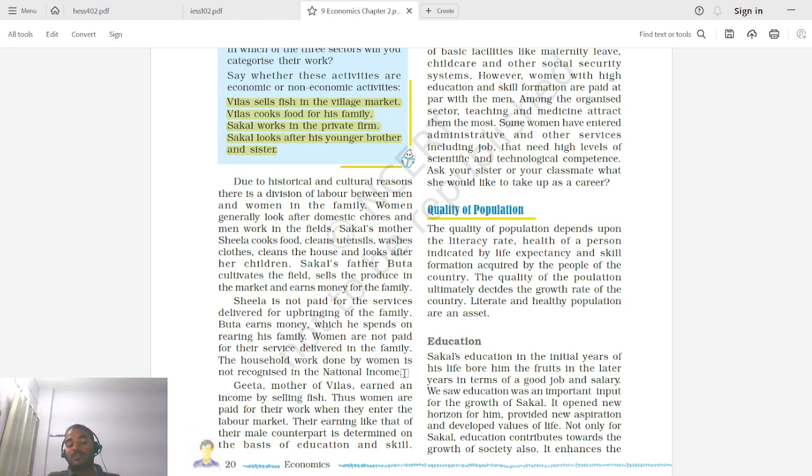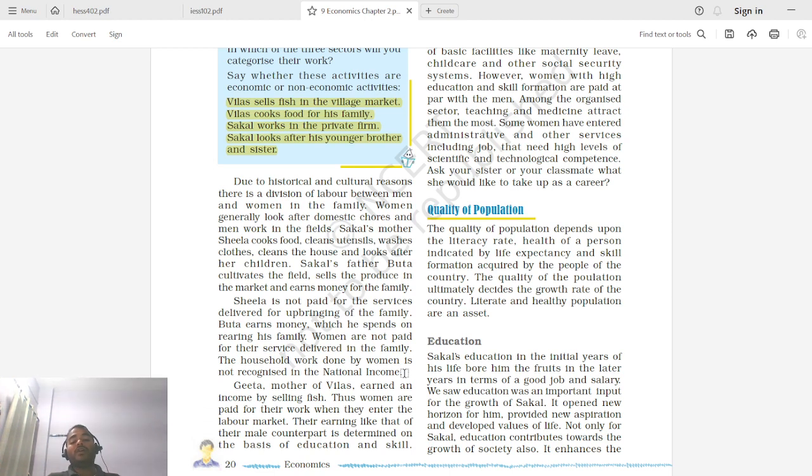Since she is not paid for the activities or services that she offers to her family, her efforts are not counted in the national income, right? But the person who goes out of his house and earns some salary, his income is actually counted in national income. So, do you think that this way of counting national income is the correct way?